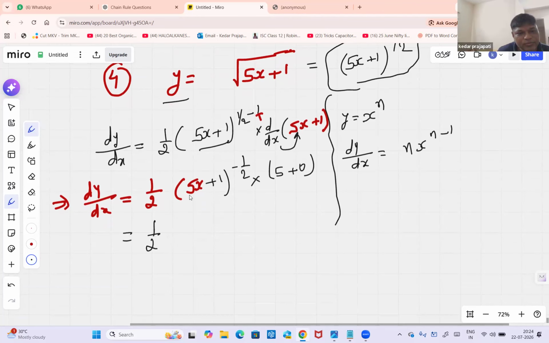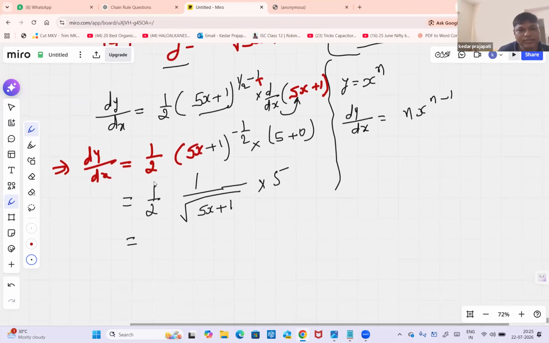This is 1 by 2, right? Now 5x plus 1 to the power minus half. This will be 1 by root over 5x plus 1. Clear? Into 5. Right? So the answer is 5 by 2 into 1 by root over 5x plus 1. This is your answer. Clear? Am I going fast? No.